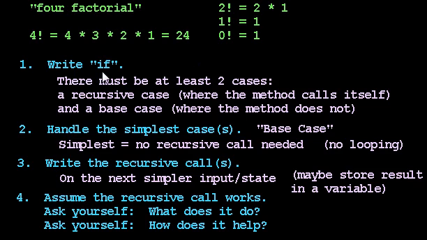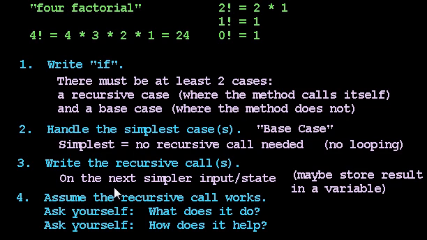So first, we write if, because we have to have at least 2 cases, a recursive case where the method actually calls itself, and a base case where the method does not call itself so that the recursion stops. So we know we can always write if. And then we handle the simplest case, the base case, the case where there's no recursive call, no looping. Our simplest input, our simplest case.